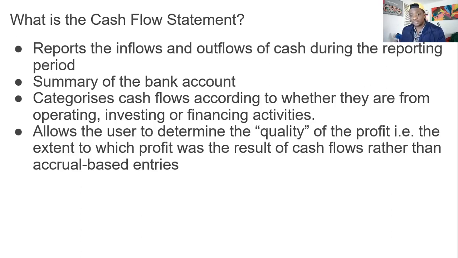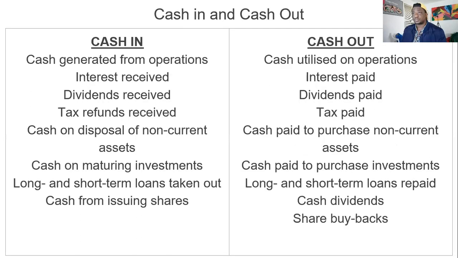If you made a profit of 1 million, but you only managed to generate 200,000 in cash, what does that mean? So that cash flow from operating activities is very important when we analyze the quality of the profits that the business has made. So let's go forward.